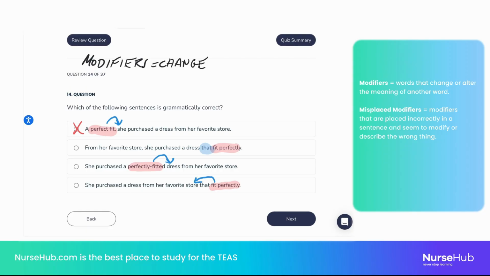All right, so now we're between these two. Biggest thing about modifiers, I like to be right next to it. This one is right next to it. So that is our correct answer. So again, sometimes with the TEAS and with a lot of standardized tests like this, it's not about the right answer. Sometimes there are multiple that are right. It's about the best answer.